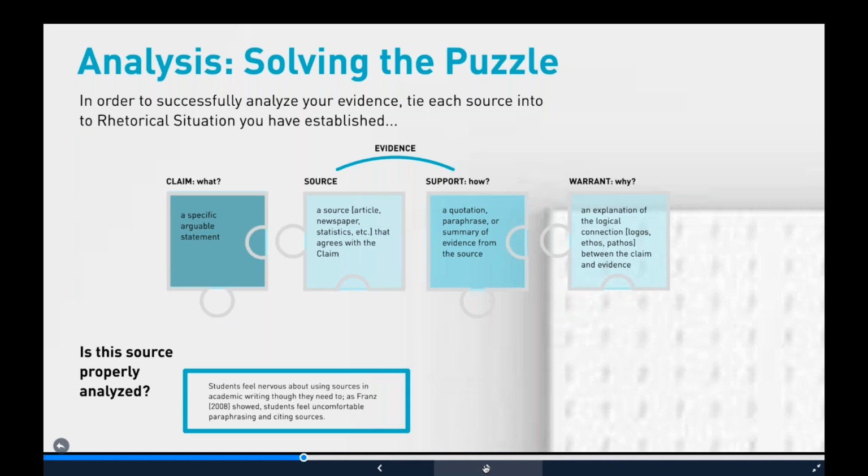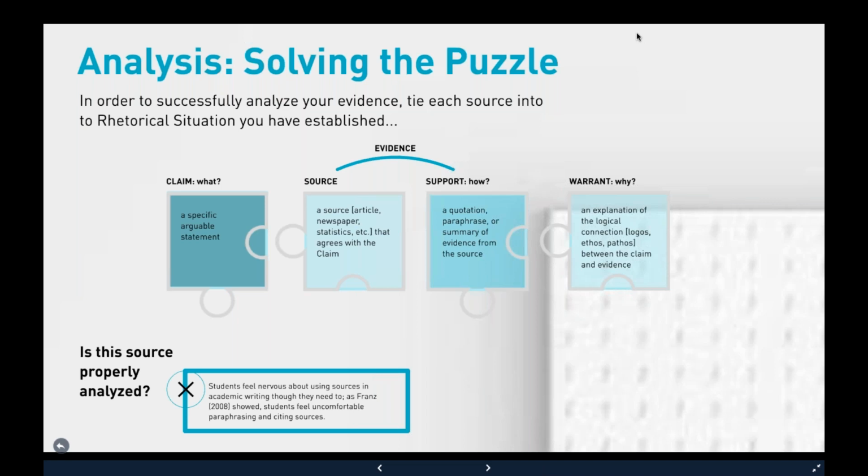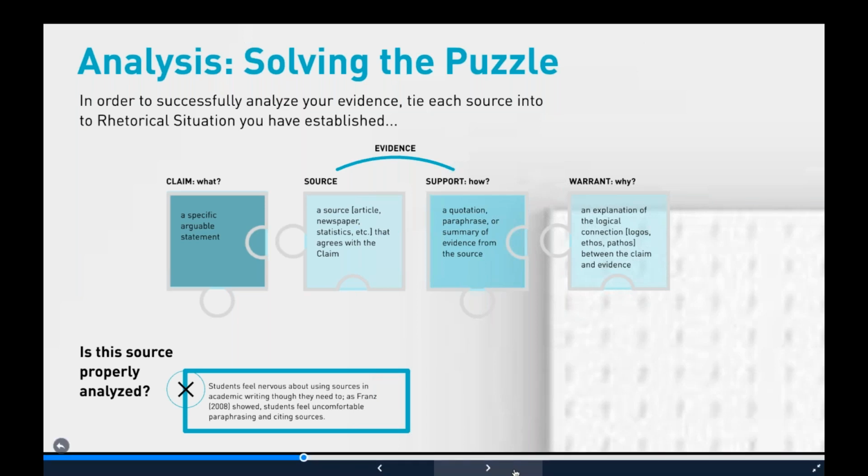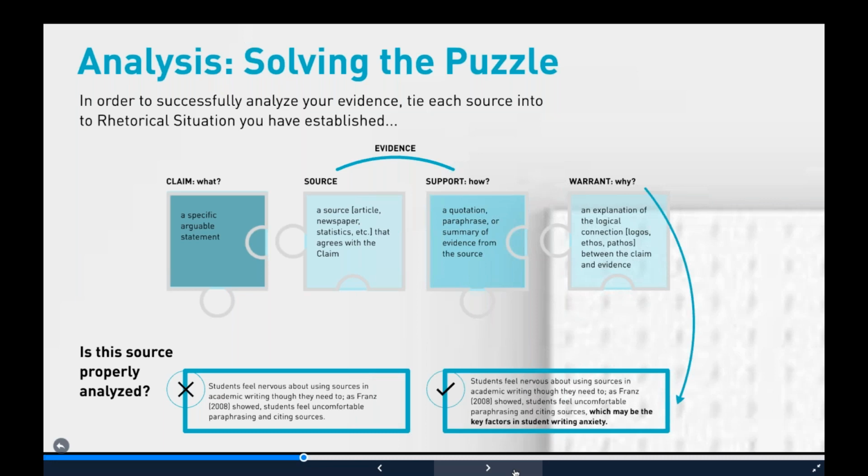These are sort of obvious questions, aren't they? Because we're always going to say, no, probably not, and then explain why, right? So no, this is not properly analyzed. The warrant is missing. Why? Why is this true? Students feel nervous about using sources in their academic writing, though they need to. As Franz showed, students feel uncomfortable paraphrasing and citing sources, which may be the key factors in student writing anxiety. Now I've proved why my source shows that my topic sentence is true.